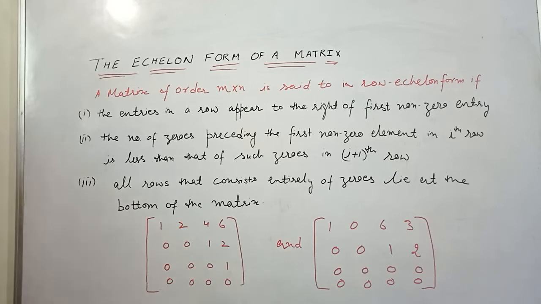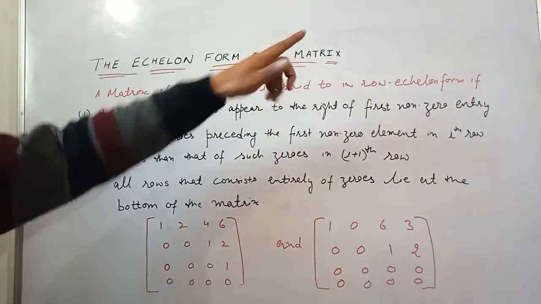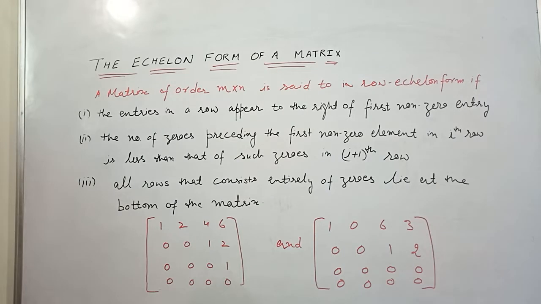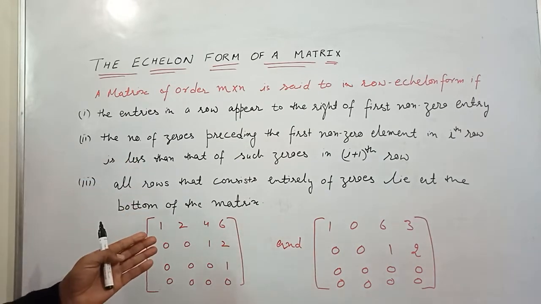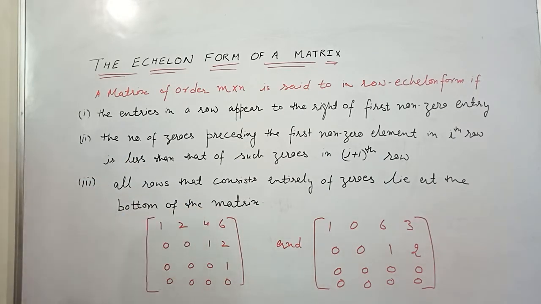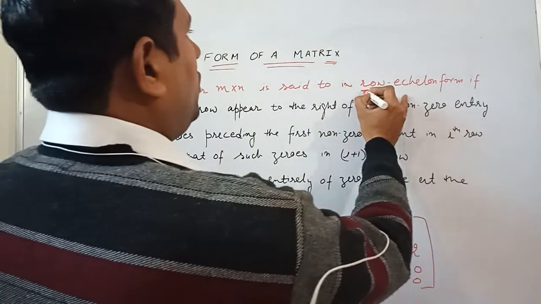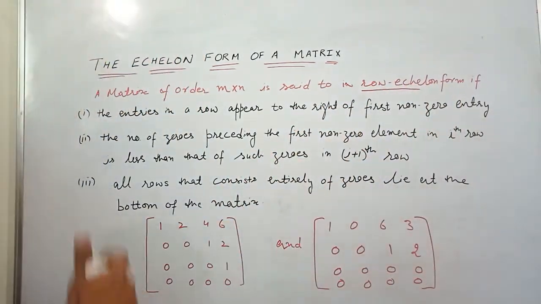Today we will discuss the echelon form of a matrix. The echelon form may be a row echelon and column echelon form. So first of all we will discuss the row echelon form of a matrix and then column echelon form.